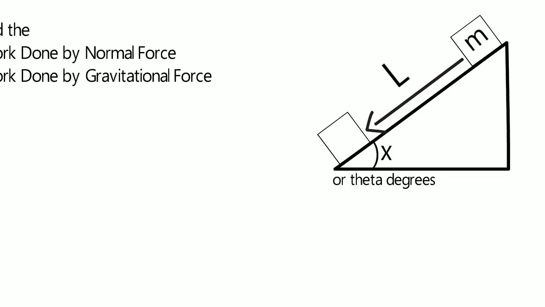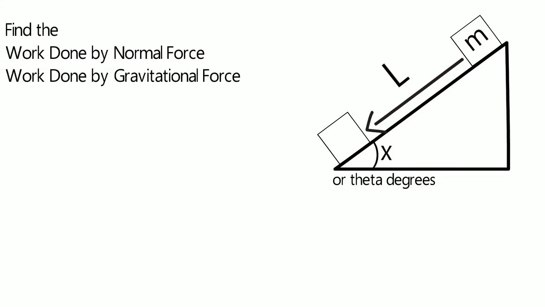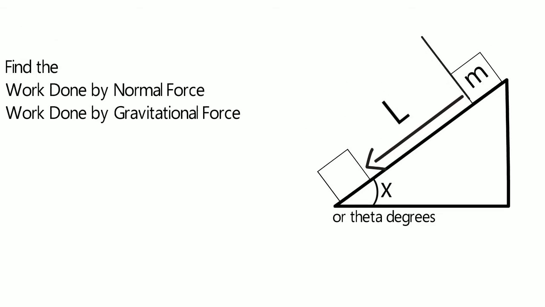Let's take another example. Suppose a block of mass m is lying on the top of a slope. After a few minutes, the block slides down to the bottom of the slope, covering a distance of L. The angle of the slope is x degrees. The question is to find out the work done by the normal force and the work done by the gravitational force. Here, the normal force is acting perpendicular to the slope and the displacement is along the slope, making an angle of 90 degrees between them. So the work done will be equal to 0.